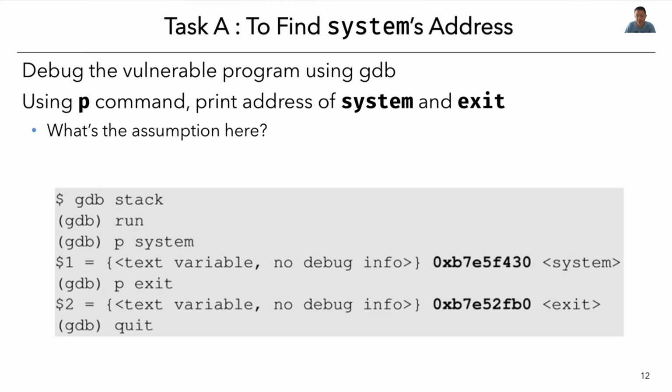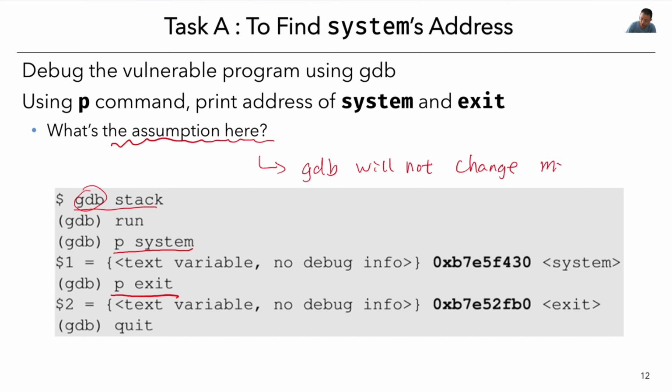Okay, the first task is pretty simple, right? We can use GDB to print the address of system. We can also print the address of exit. Of course, when we use GDB, there is a big assumption. The assumption here is that GDB will not change the memory layout, specifically where libc is loaded.